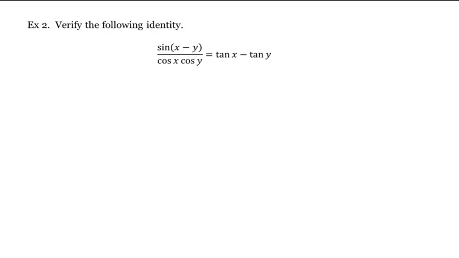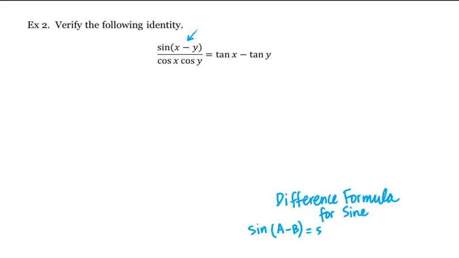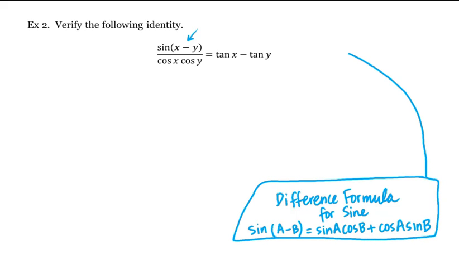Let's verify this identity. Now we see here on the left that we have sine of a difference. So let's recall the difference formula for sine. We have that sine of A minus B is equal to sine of A times cosine of B plus cosine of A times sine of B, which we will use here.